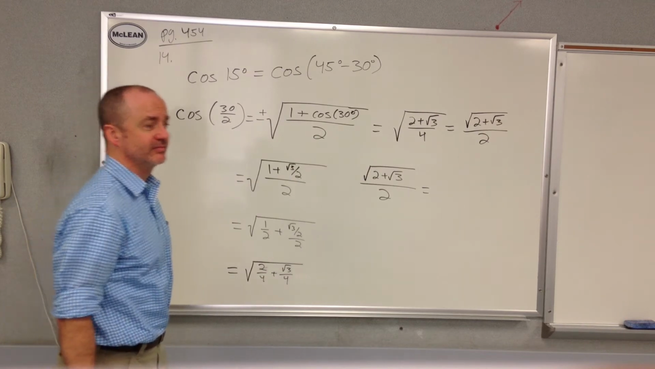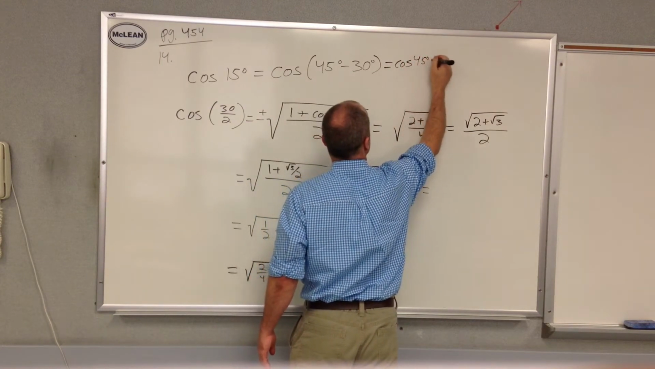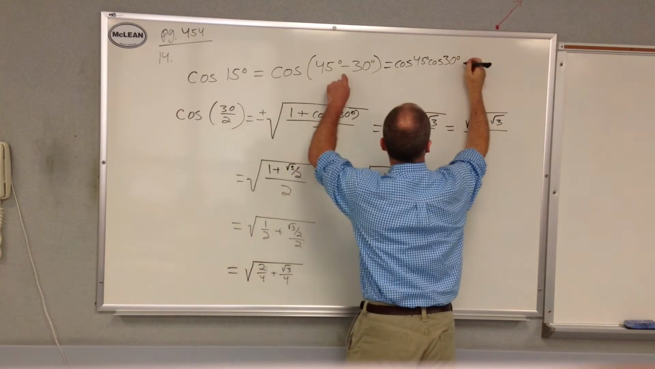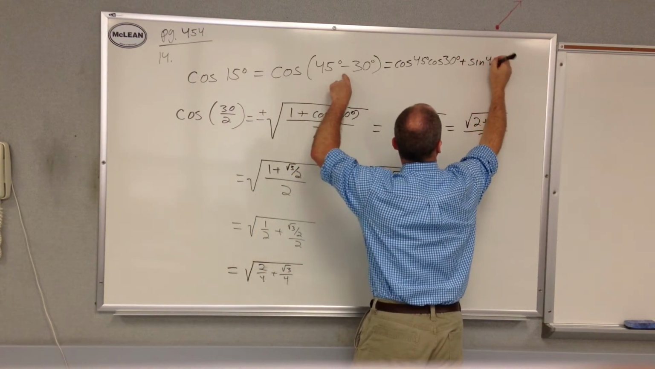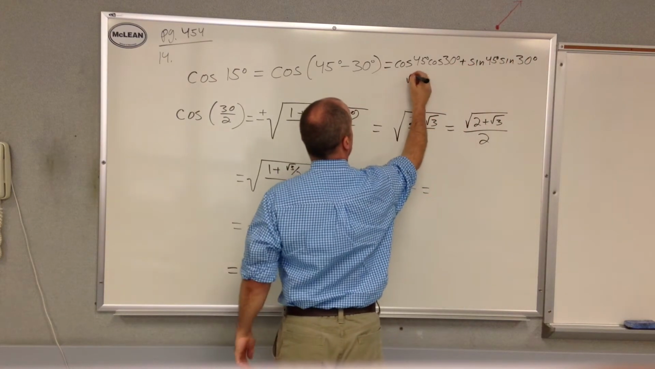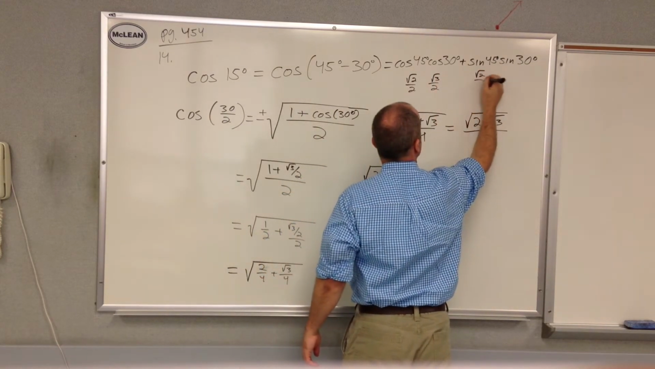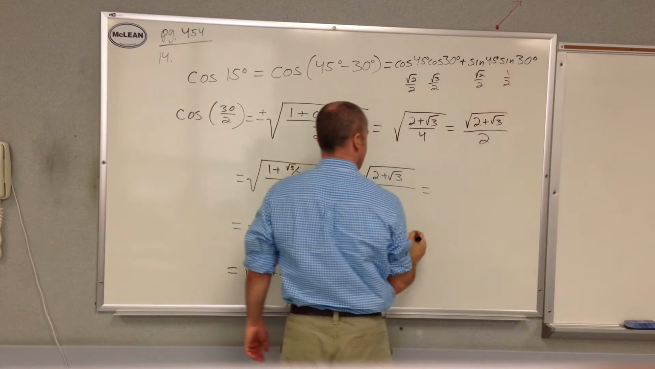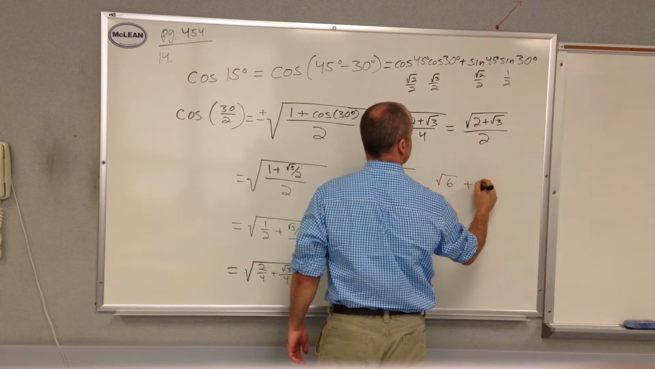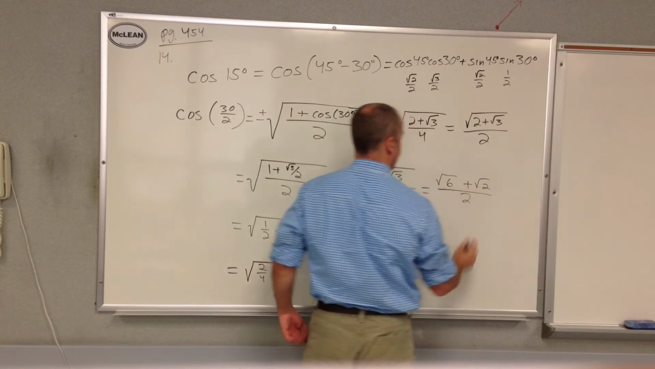I know what it's called, but I don't know. Cosines of each. Cosine 45, cosine 30, is this plus or minus? Plus. You switch it on the cosine one. Sine 45, sine 30. So that's our root 2 over 2, root 3 over 2, root 2 over 2, and 1/2. So that winds up being root 6 plus root 2 over 2.